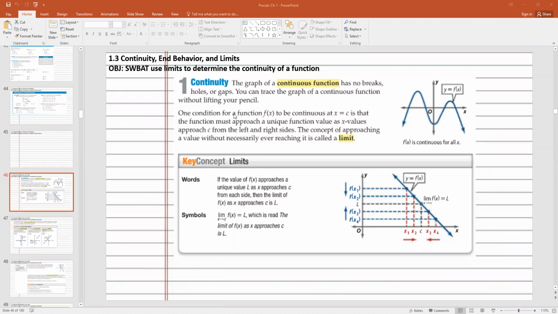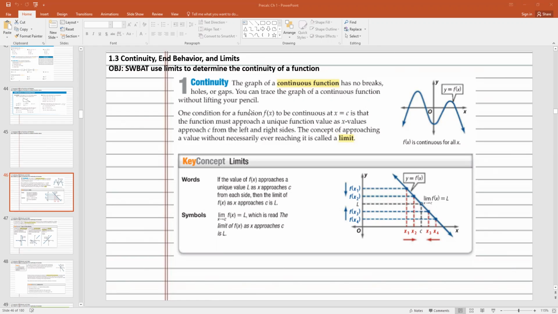All right, cool. So this is 1.3, continuity and behavior and limits. The objective is that you'll be able to use limits to determine the continuity of a function. So continuity is basically whether it's continuous or discontinuous, whether there's any breaks or holes or gaps or anything.